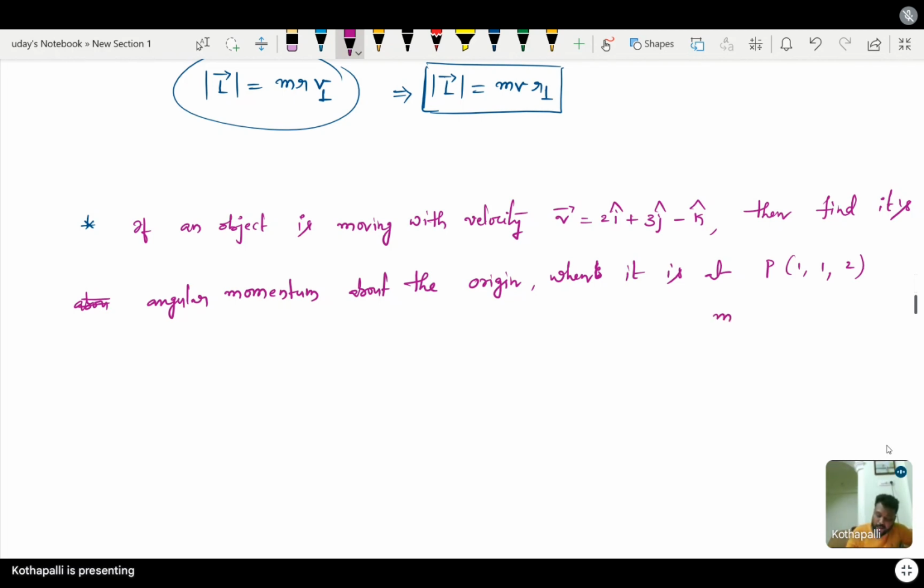Take the mass of the body as 2 kg. Did you understand the question?